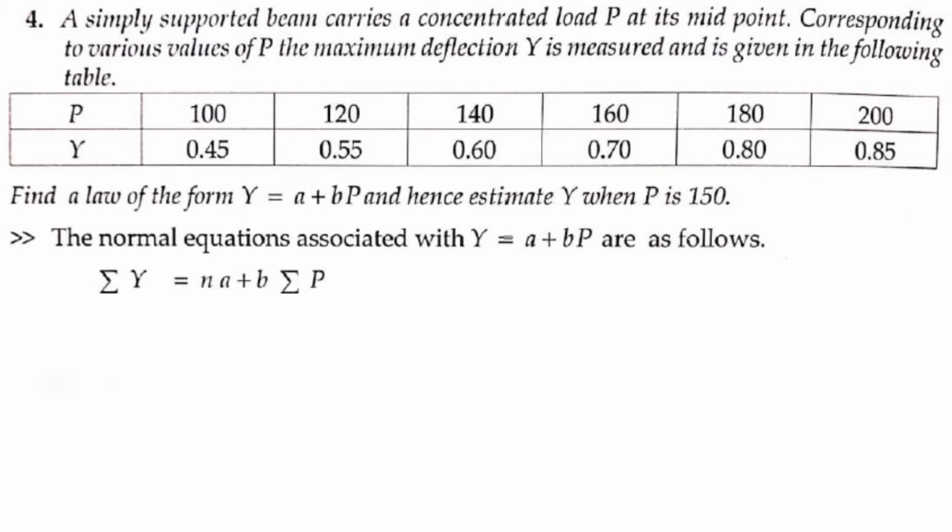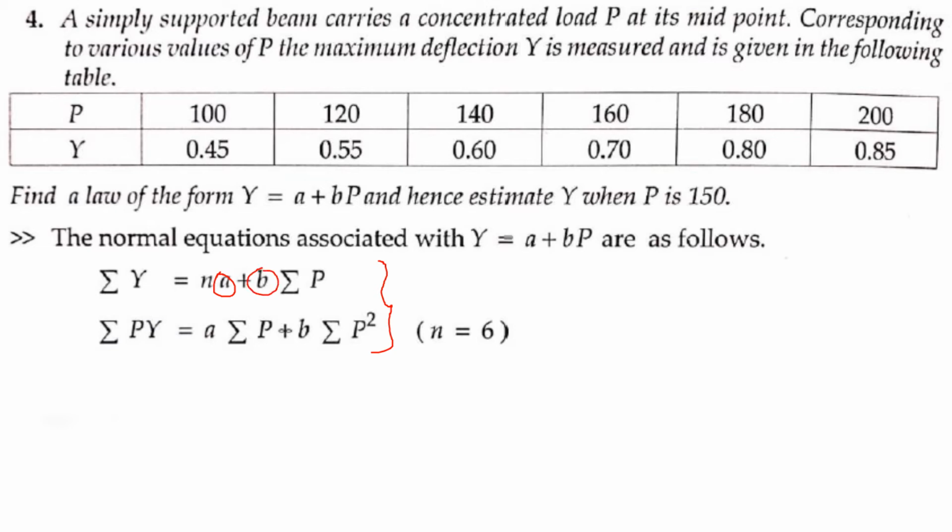Then how do we write the next normal equation? Just go on multiplying by p. See, we have put p here, and here we will not write n in the next step. We write only a, and we write the summation of p plus b into summation of p square. One p will be multiplied. So these are the normal equations using which we can find the values of a and b.